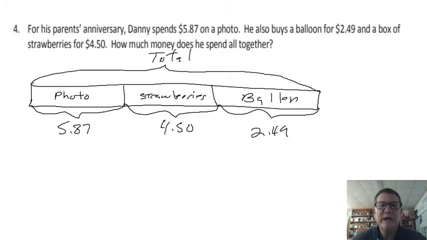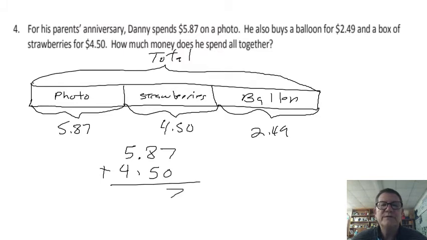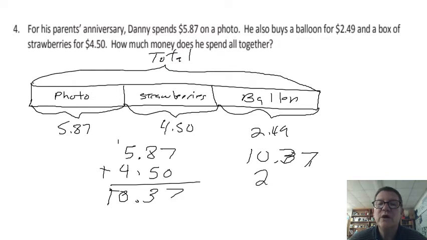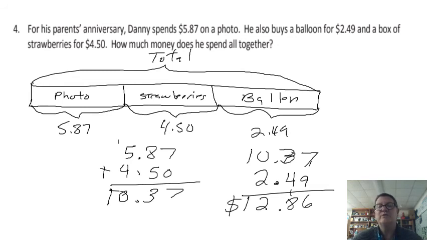So I'm going to add these three together. It'd be $5.87 and $4.50. Add those two together first. I have 7, 13, carry 1, and that gives us 10. So now I got $10.37. That's $10.37, and we're adding $2.49 to it. Well, 7 and 9 is 16, carry 1, that'd be 7 and 1 is 8, and 0 and 2 is 2 and 1. So he ended up spending $12.86.